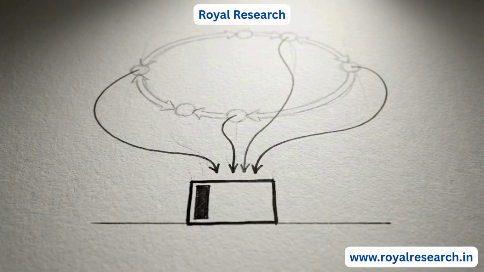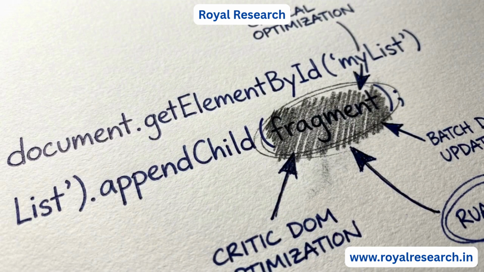Step 3 is the final assembly. Move your cursor completely outside of the for loop you just wrote. Call the appendChild method one last time. This time, attach the entire populated fragment directly to the empty list anchor you selected in step 1.